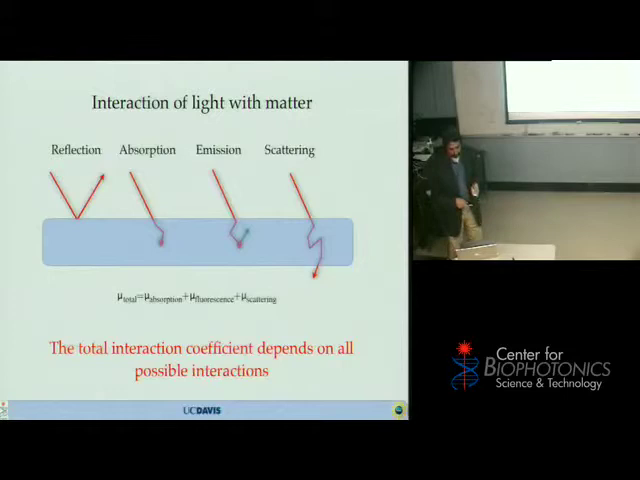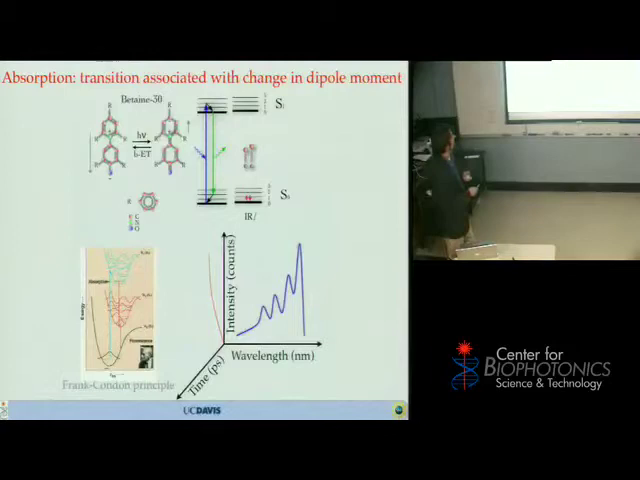Now, to talk about each interaction in particular, absorption first. Let's take one molecule in particular. This molecule has a certain dipole moment in the ground state. Once it absorbs a photon, the electron cloud in the molecule changes, and the dipole moment changes. So absorption is basically a transition associated with a change in the dipole moment. And this is again represented here, absorption from the ground state to the excited state.